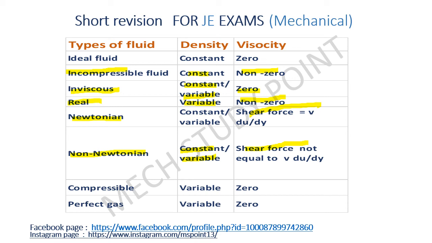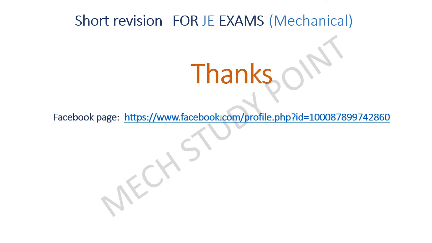Next is compressible fluid. In a compressible fluid, the density is variable and viscosity is zero. And a perfect gas, like superheated steam, is an example. So density is variable.